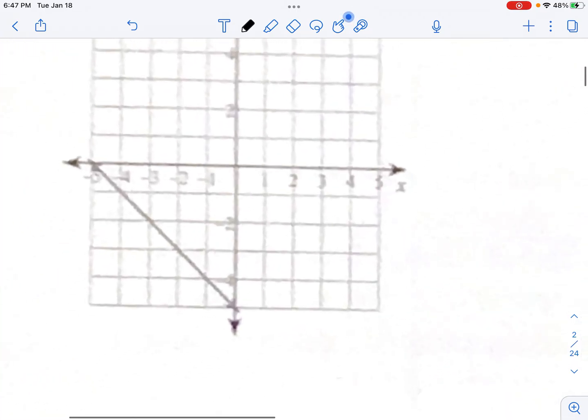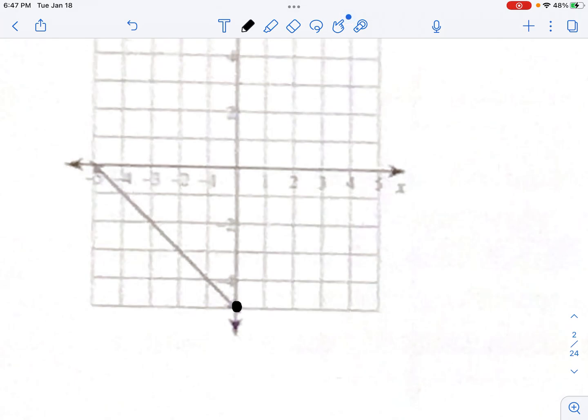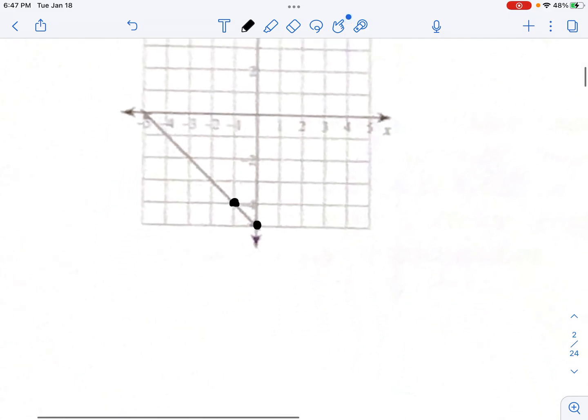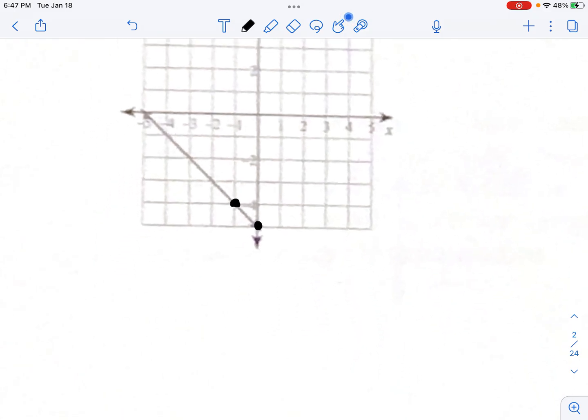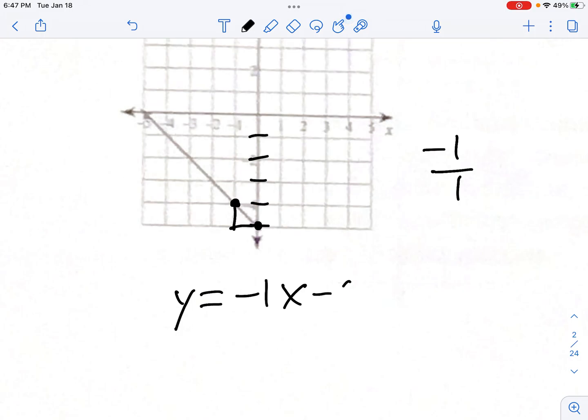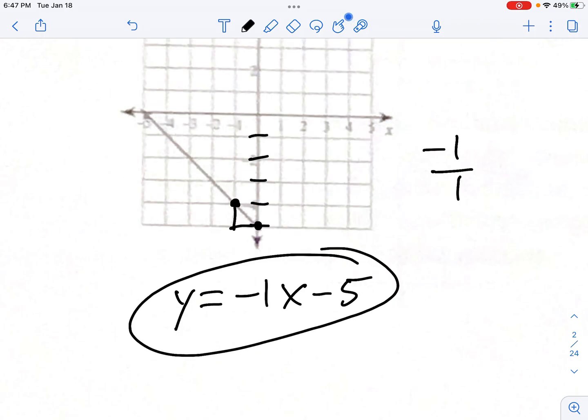Number 11. Okay, so there's a clean point right there. And the next clean point would actually be right there. So once again, we got a pretty easy one. Down 1, right 1. So again, our slope is negative 1. And then my y-intercept would be negative 1, 2, 3, 4, negative 5. And done.